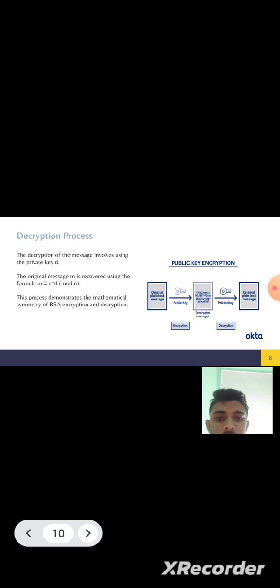Decryption process. The decryption of the message involves using the private key d. The original message m is recovered using the formula m is congruent to c to the power d mod n. This process demonstrates the mathematical symmetry of RSA's encryption and decryption.